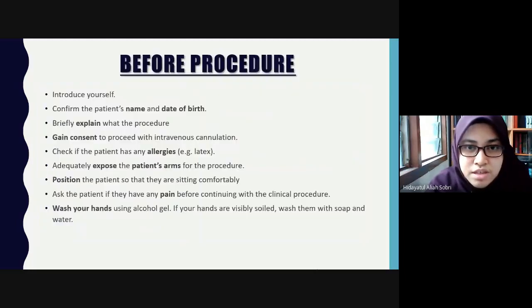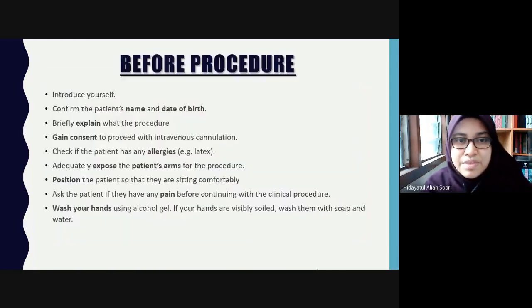So next slide. Before the procedure, what we have to do, like Hami said just now, is introduce yourself, then confirm the patient's name and date of birth, and briefly explain the procedure, gain consent, and check if the patient has any allergy such as latex. So we have to avoid medical equipment made of latex, such as IV catheters made from latex. Then adequately expose the patient's arm for the procedure, position the patient so that they are sitting comfortably, ask the patient if they have any pain before the procedure, and wash hands with alcohol gel.